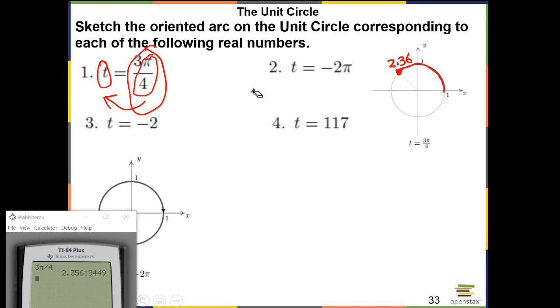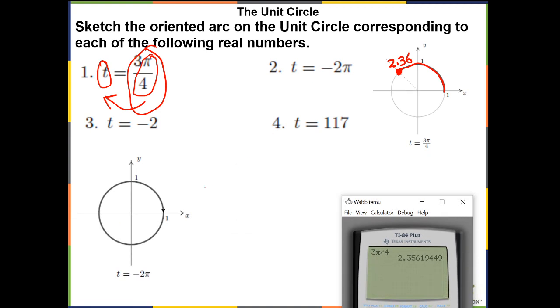What about negative 2 pi? Well, negative 2 pi, we know that's negative 360 degrees. So if you start from here, you go around, and now this distance all the way around is going to be negative 2 pi, which is negative 6.28, right? We know because we know pi is approximately 3.14.